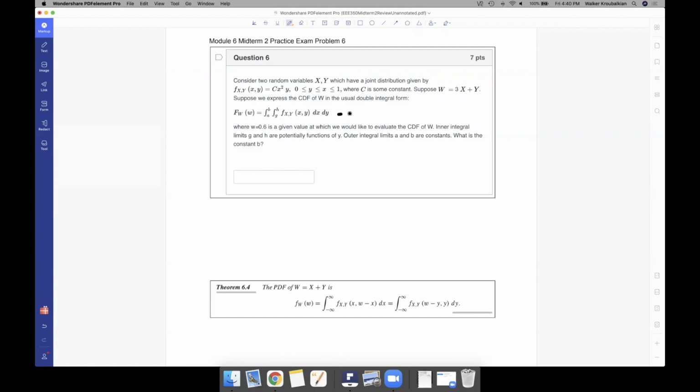So in this CDF, we're dealing with possibilities where w, 0.6, is equal to 3 little x plus little y. Whenever you're talking about a specific value of a random variable, you use the lowercase. So w equals 0.6 would mean 0.6 is equal to 3 little x plus little y. The inner integral limits g and h are potentially functions of y. The outer integral limits a and b are constants. What is the constant b? All right. So given that the sum 3x plus y is 0.6, we want to find the bounds on y, right? However, we have the extra condition that y is less than or equal to x.